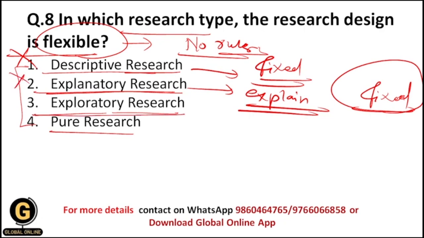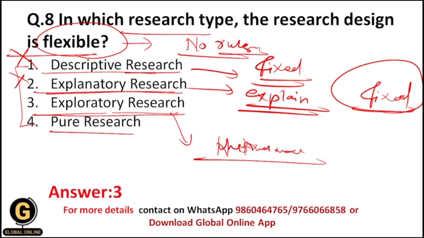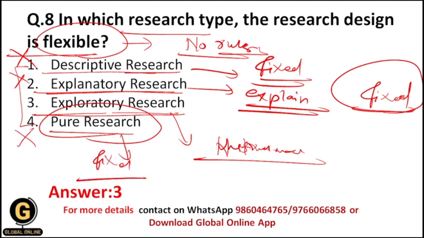Within exploratory research design, as I have told you earlier in this video, this is unstructured, and as well there is no rule to deal with it, and that's why this is a flexible research design. Okay, that's why the correct answer to this question is third. And pure research or fundamental research is the research in which we are going to expand our knowledge, we are going to formulate a principle or theory or law, and that's why this is as well a fixed research design. So this option gets eliminated, and that's why the correct answer is 3, that is exploratory research.